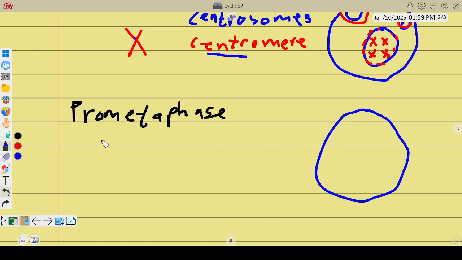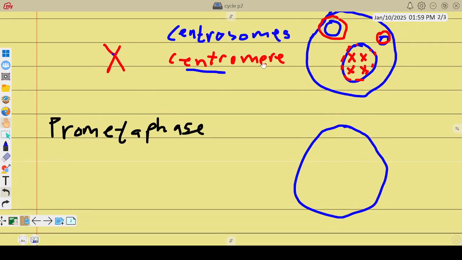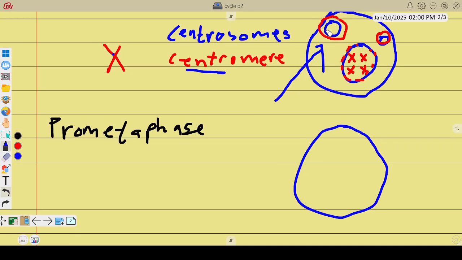Okay, so here now under prometaphase, it's continuing from where we ended with prophase. So there will be migration of those structures. We said they are centrosomes. The centrosomes will migrate to go to the opposite poles. From there, one will come here, the other one will go there. They'll be at opposite poles.